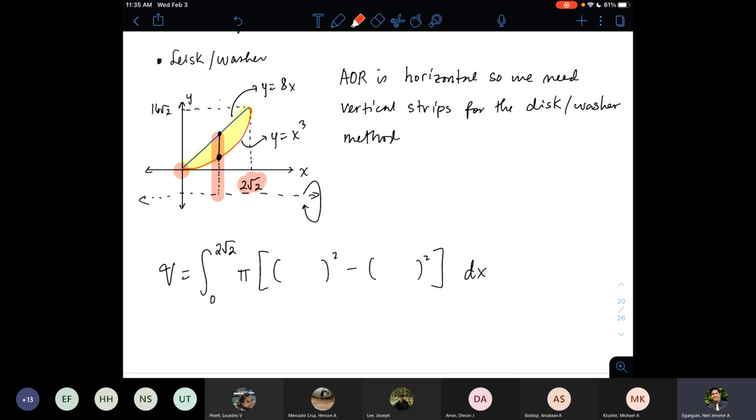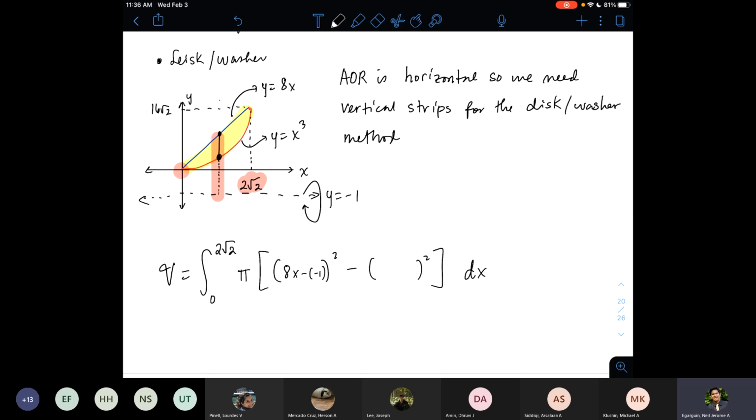Try again, Joseph. Almost there. You forgot our fundamental concept. The length of vertical strips is computed as top minus bottom. So what is the top function? The top function is 8x. And the bottom is what? What's the bottom function? The bottom function is the AOR y equals -1. So basically the outer radius here would be 8x minus -1. Or that would be 8x plus 1.